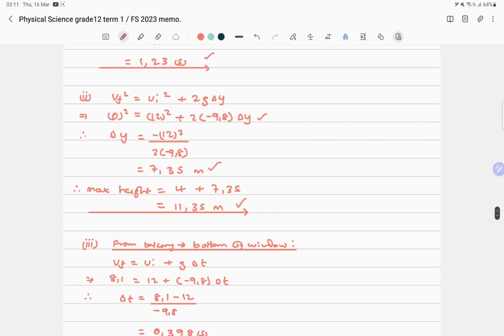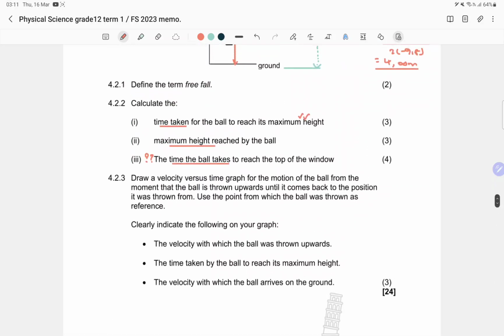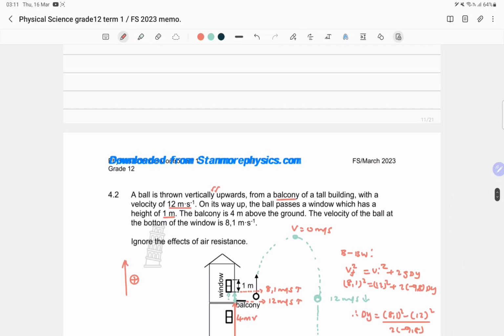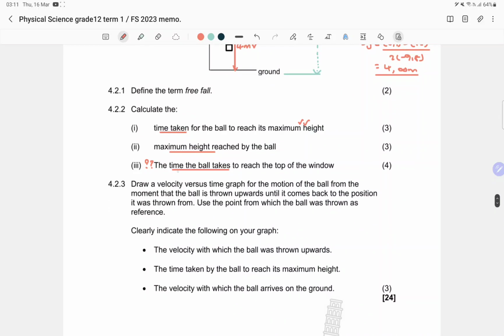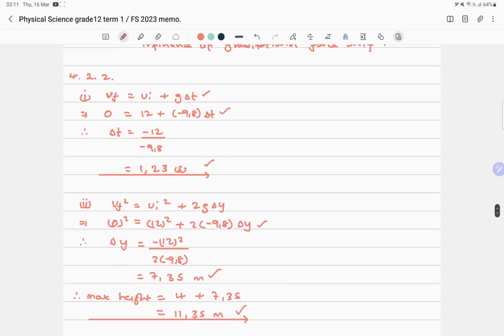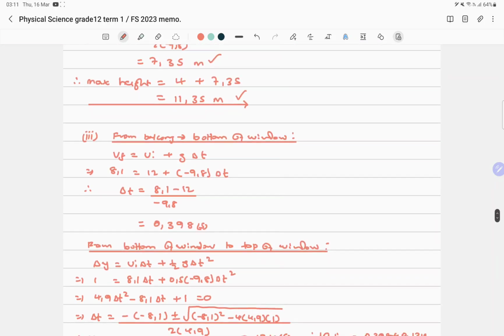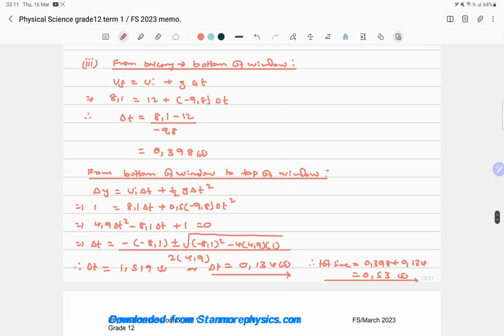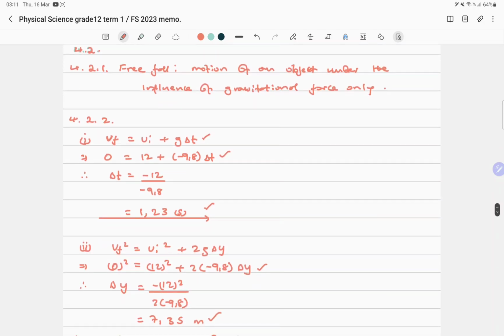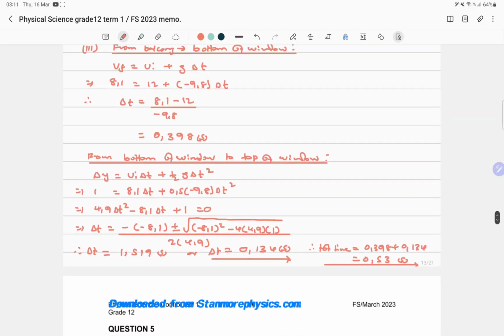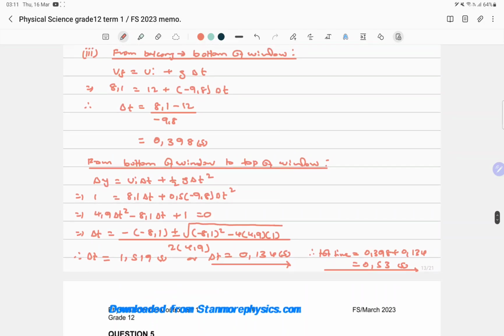So this question is crazy. I'm not sure, maybe they missed saying something here. The time the ball takes to reach the top of the window. I do believe that if it is not specified that we're doing the time from the bottom of the window, obviously we have to consider this 2 times. So how many marks are we scoring there? 4 marks. Okay, easy.